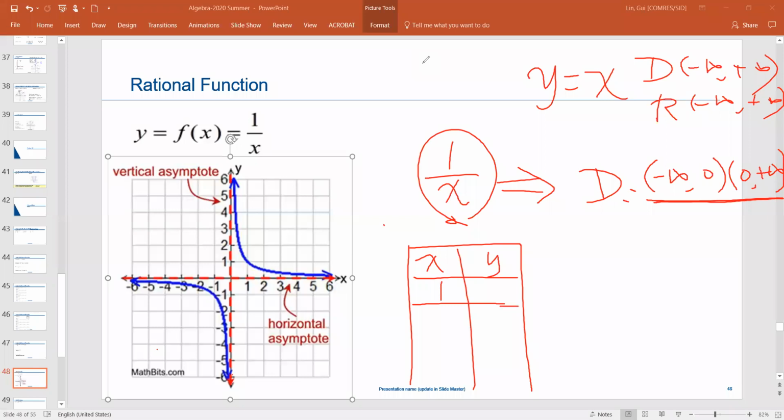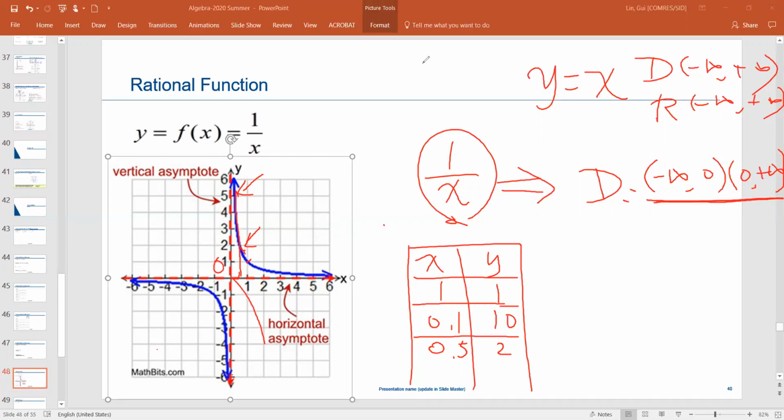When x equals 1, y equals 1, right? So here, the point 1, 1 is right here. When your x equals 0.1, y actually equals 10, right? When x equals 0.5, y equals 2, right? So right here, this one. The closer x gets to 0, the bigger y gets. That's why it becomes bigger and bigger, really close to the 0. Here, this one is 0, right?